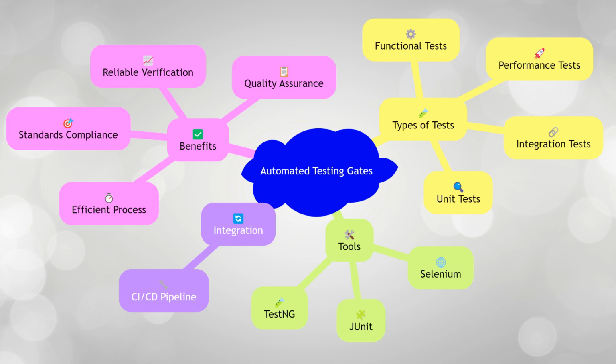Automated testing gates ensure that the software has passed all necessary tests before it is released. This includes unit tests, integration tests, functional tests, and performance tests. Tools like Selenium, JUnit, and TestNG can be integrated into the CI/CD pipeline to automate the testing process. Automated testing gates provide a reliable and efficient way to verify the quality of the software and ensure that it meets the required standards before deployment.